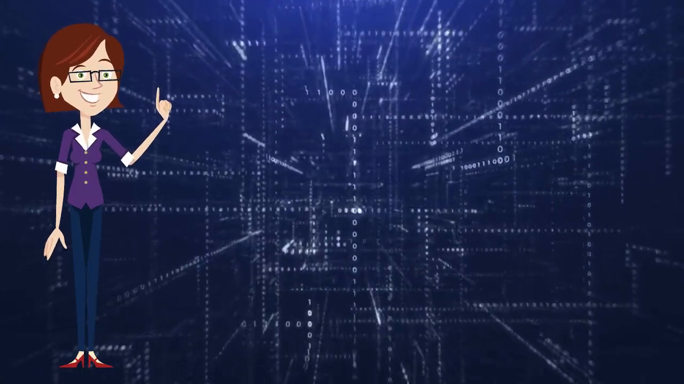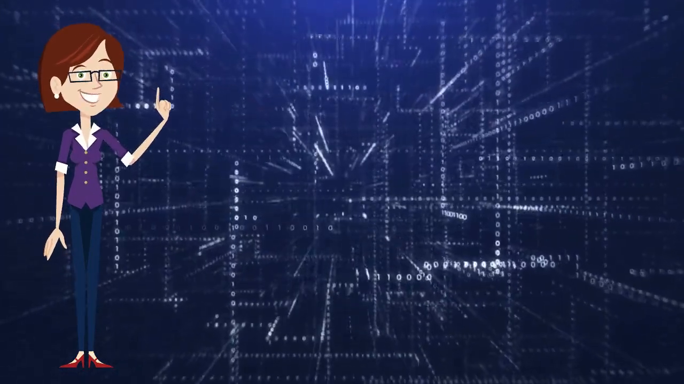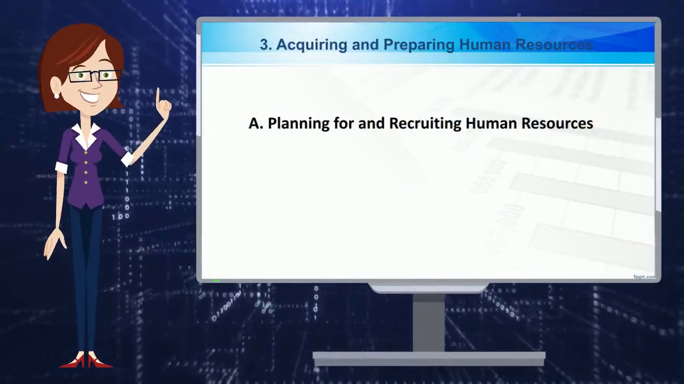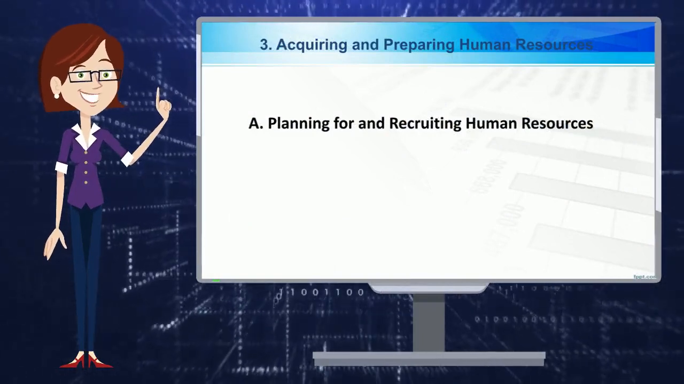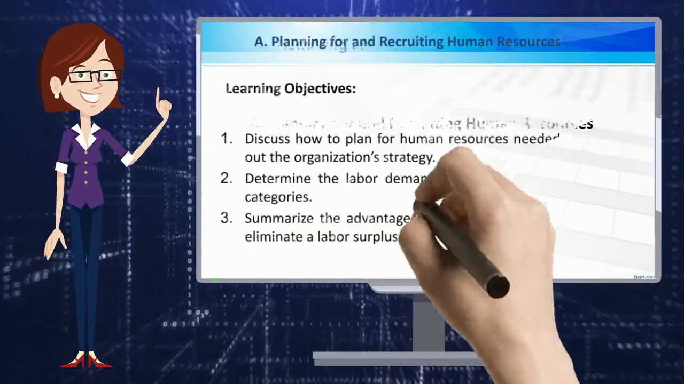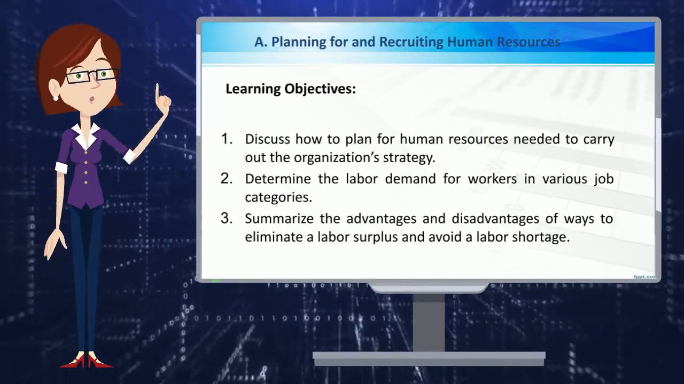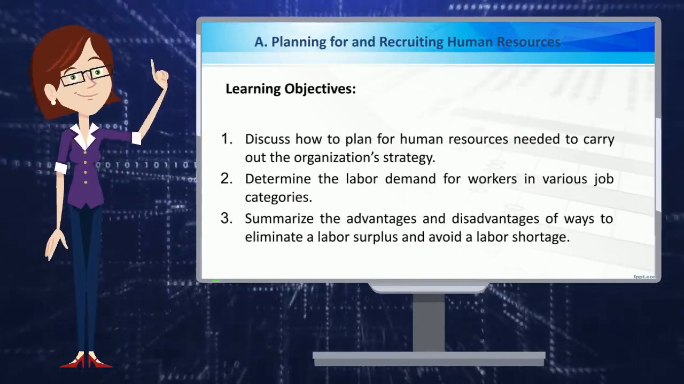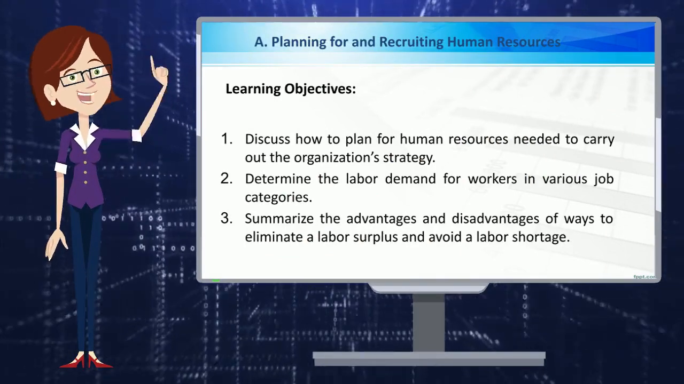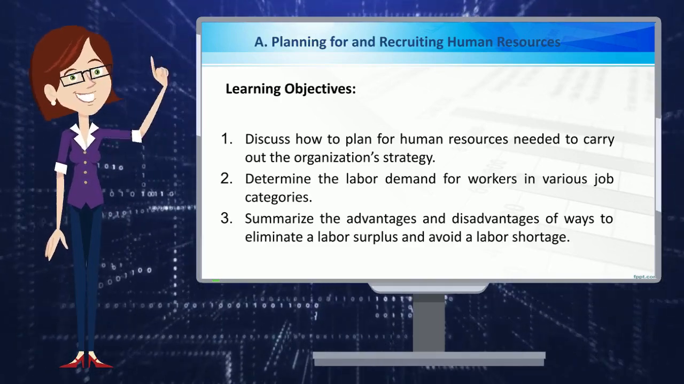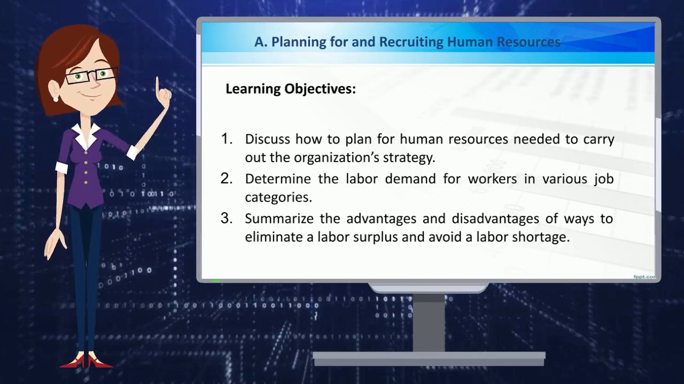Good day. The first topic that we will be discussing is planning for and recruiting human resources. Under this topic, we will get to know, firstly, how to plan for human resources needed to carry out the organization's strategy. Secondly, determine the labor demand for workers in various job categories. Third, summarize the advantages and disadvantages of ways to eliminate a labor surplus and avoid a labor shortage.